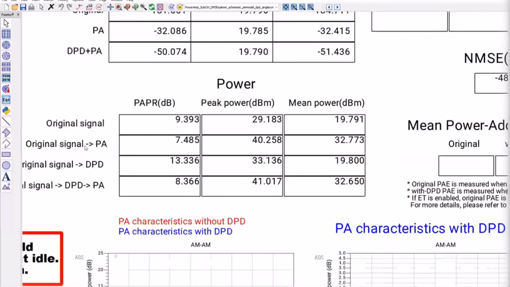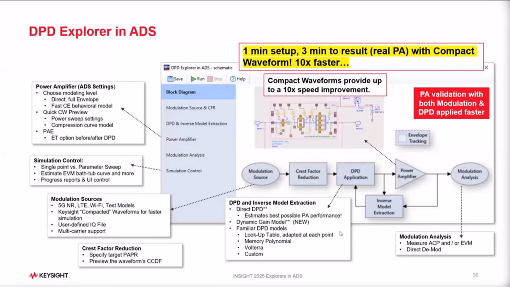When the original signal was fed to the PA, your peak power output was 40.2 dBm. Mean power was 32 dBm. When you apply DPD before the PA, you get 41 dBm and almost the same mean power. Now, one might be wondering where the output power has increased. Because in DPD, when you linearize the amplifier, let me go back to this slide here.